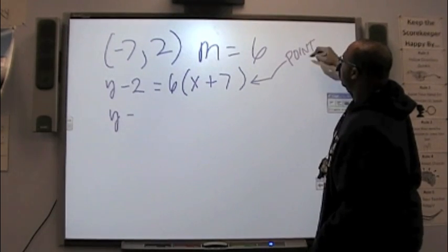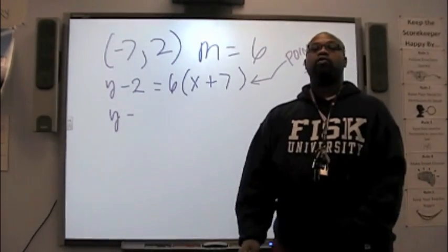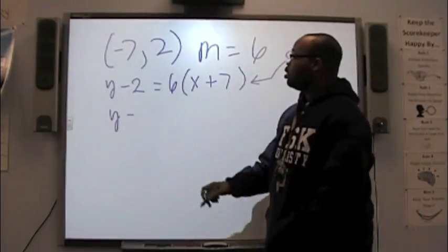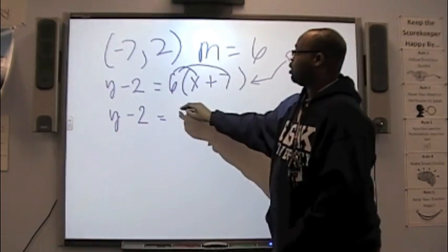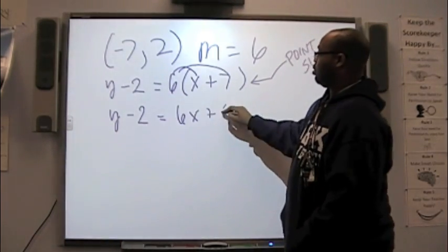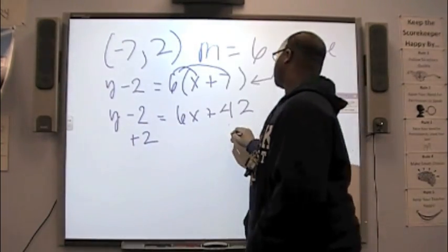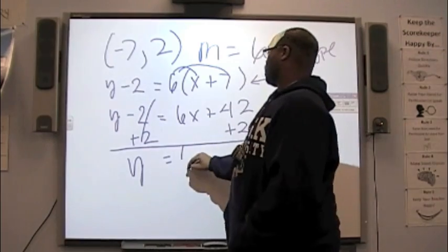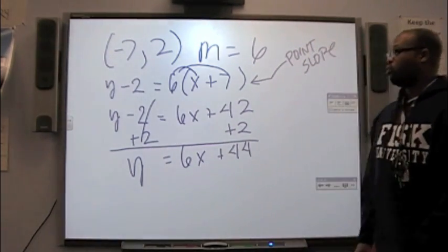They won't always ask you to put it in both forms, but I'm showing you how to put it in both forms to see that you can manipulate these things to put it in any form you want to. So I'm going to have y minus 2 equals, distribute the 6, 6x plus 42. And then if I wanted to solve for y, I'm going to add 2 to both sides. Y equals 6x plus 44, and you're done.